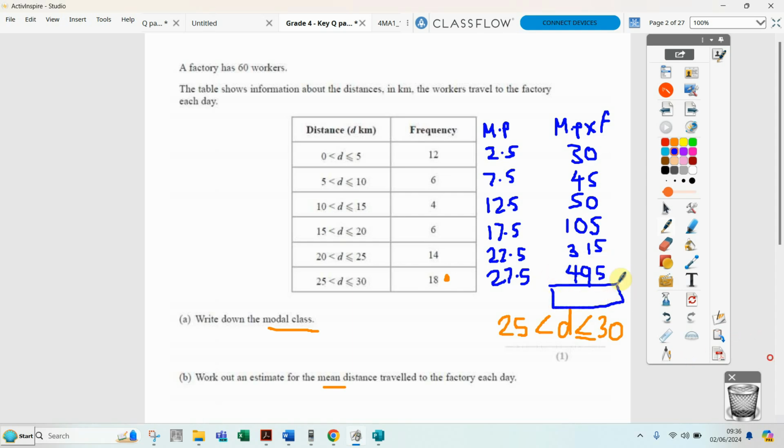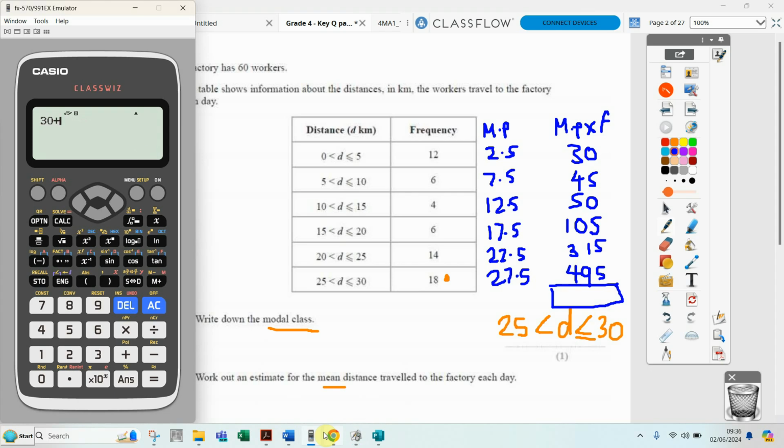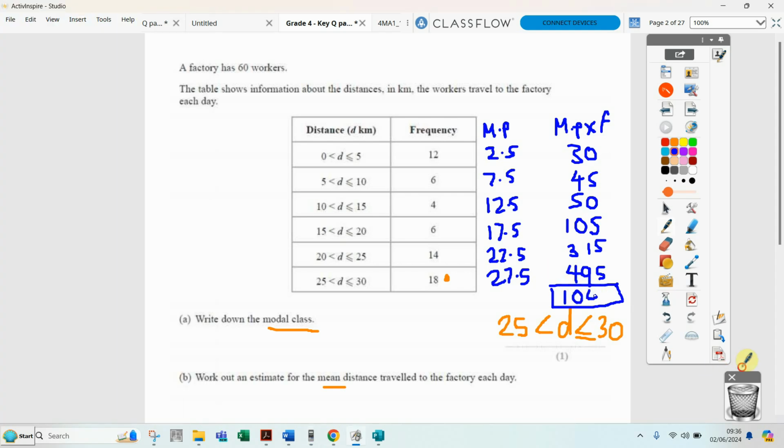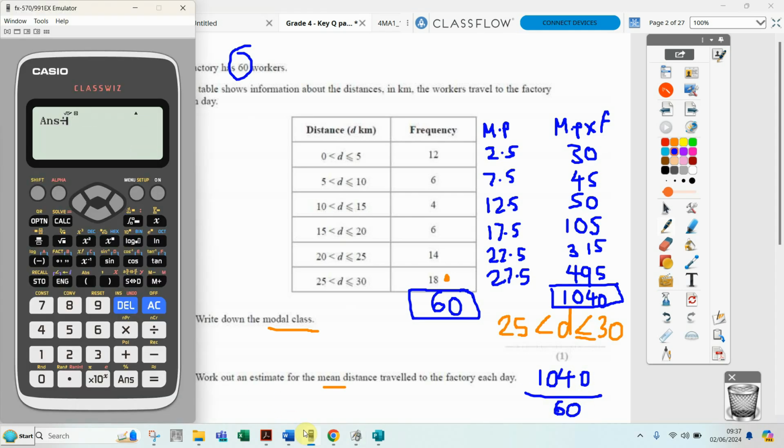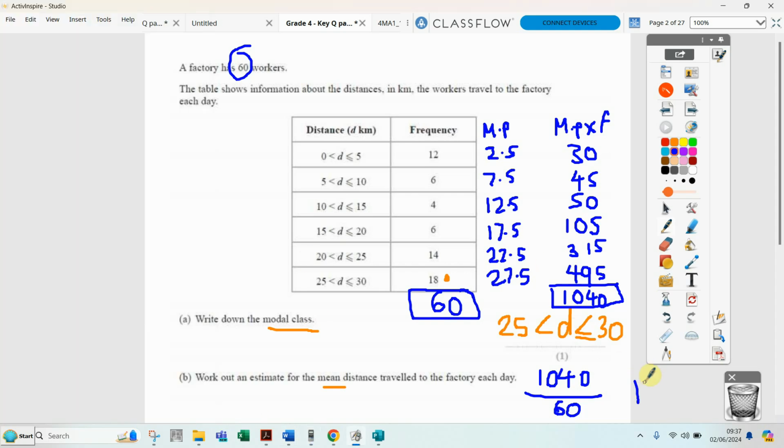then you add up these numbers. 30, add 45, add 50, add 105, add 315, add 495. That gives 1040. You then add up the frequency column, okay, which adds up to make 60. Sometimes it tells you at the top, and then you divide big divided by small. Okay, 1040 divided by 60. The answer is 17.3 recurring.